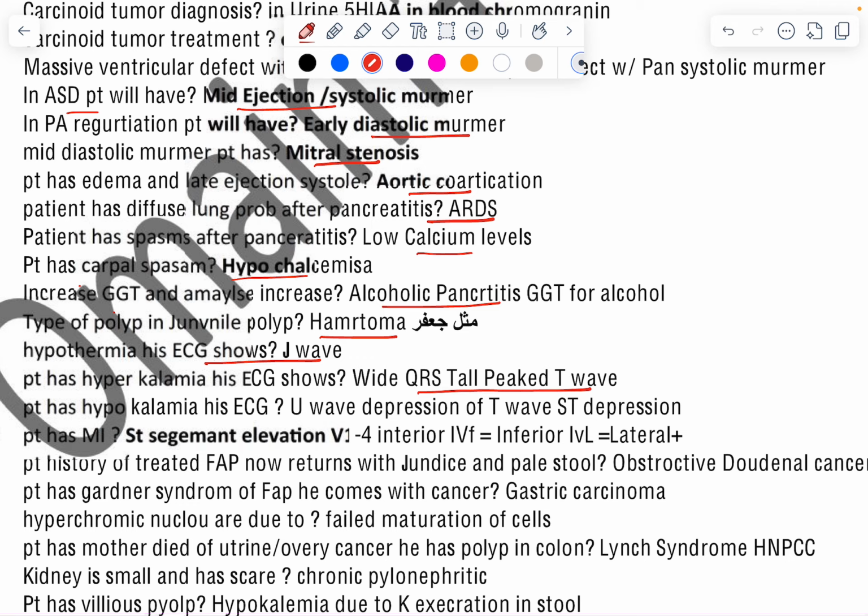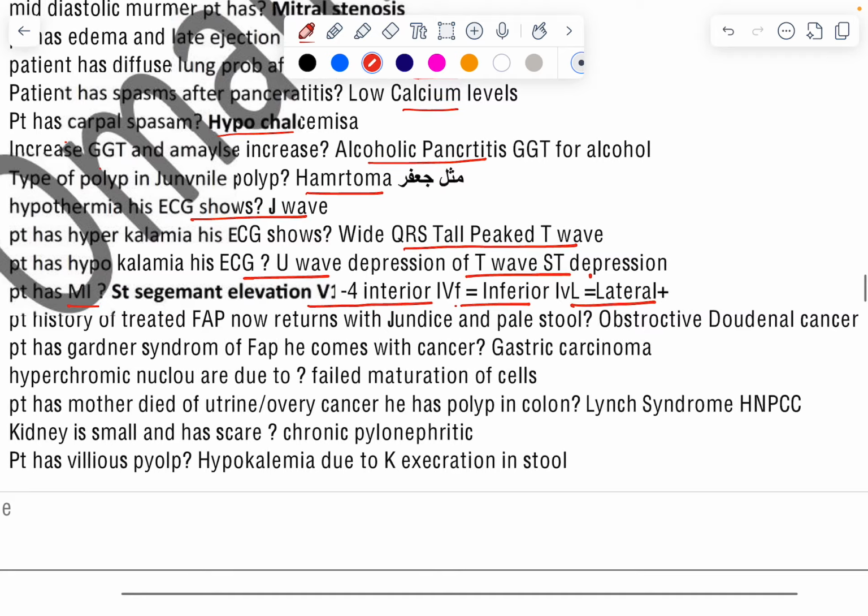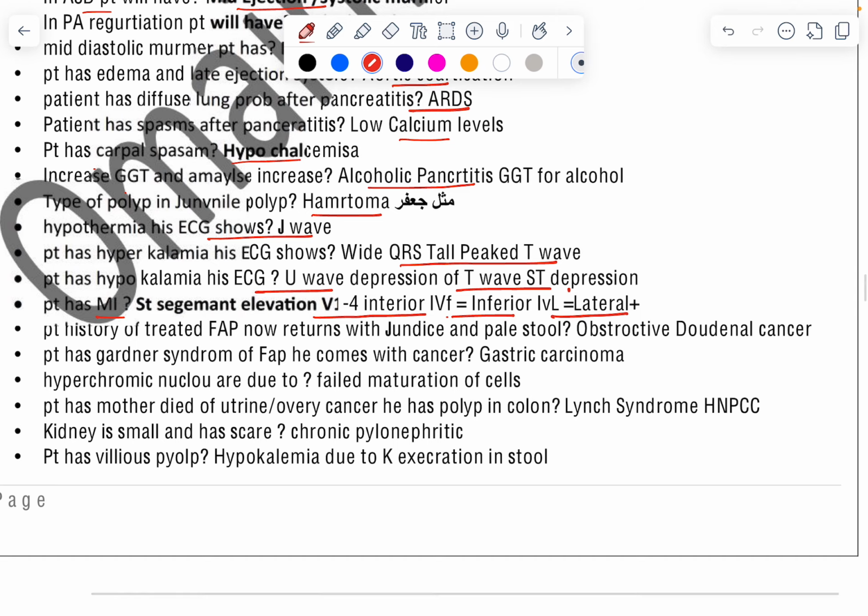Patient has hypokalemia, you have T wave depression. Myocardial infarction: V1 to V4, inferior wall, lateral wall. Patient with history of familial adenomatous polyposis now returns with jaundice and pale stool, obstructive, duodenal ulcer, Gardner syndrome, cancer, gastric carcinoma. Hyperchromatic nuclei are due to failed maturation of the cells.